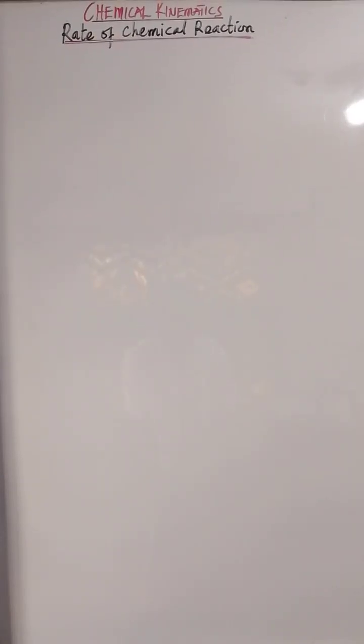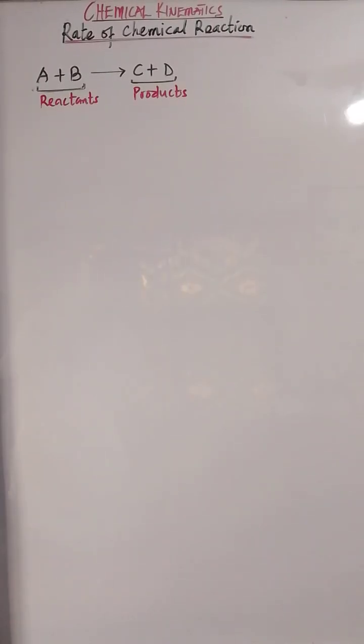As promised in our last class on energetics, energy involved in chemical reaction, today we're dealing with chemical kinetics, the rate of chemical reaction. What are the factors that affect the rate of chemical reactions, and what are the conditions that must be fulfilled before chemical reaction can take place?